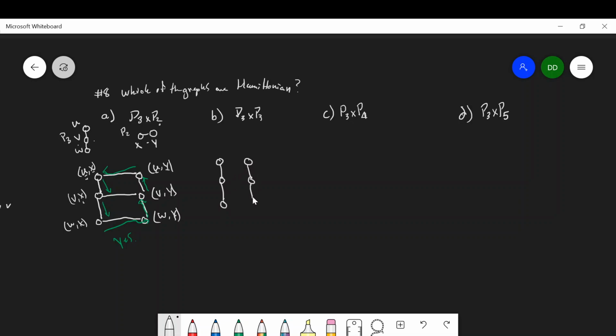So P3 cross P3, I'm going to draw 3 P3s and then connect them according to this P3. That's P3 cross P3. In general, paths cross paths. Notice how these all look like grids. These are called grid graphs, and they're a nice class of graphs that one can study. So is this one Hamiltonian? Well, let's see. I can go down here, down here, down here, over here. How can I finish off this one?